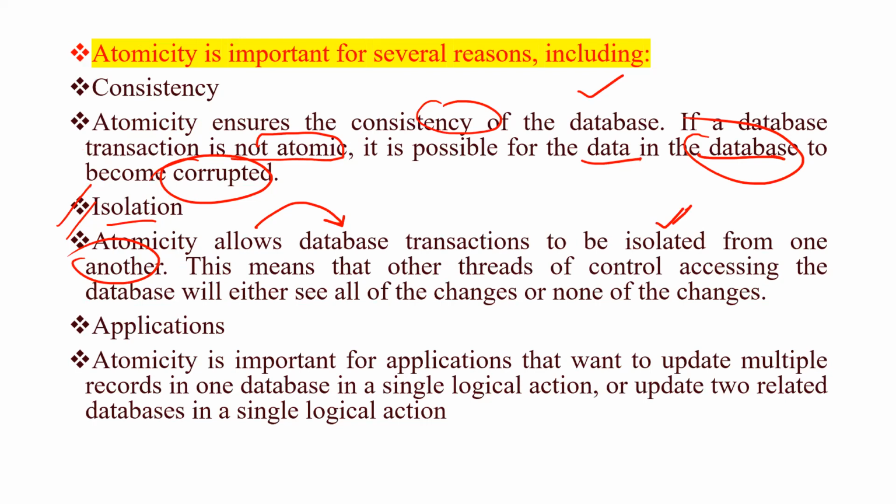Application: atomicity is important for applications that want to update multiple records in one database in a single logical action, or update two related databases in a single logical action. Okay. So these are some of the factors which we have to discuss. I think all of you are now able to understand the meaning of atomicity.